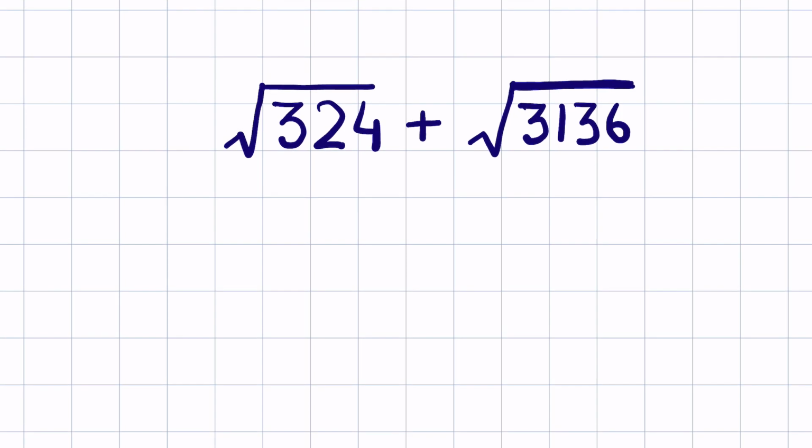The problem is square root of 324 plus square root of 3136. How to add these square roots?